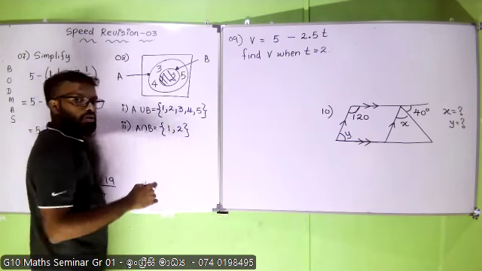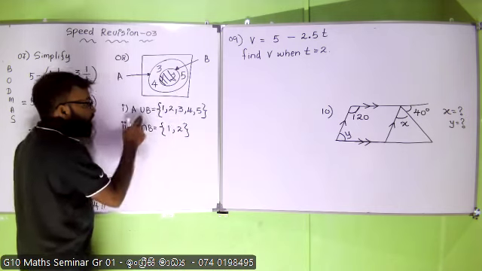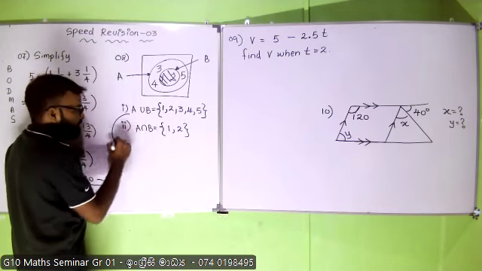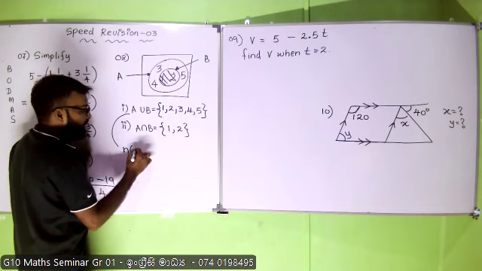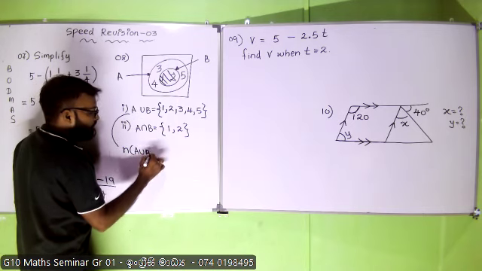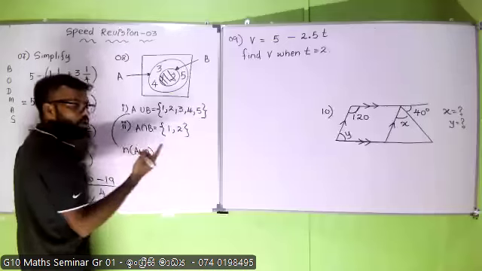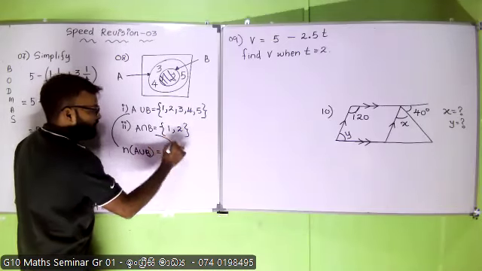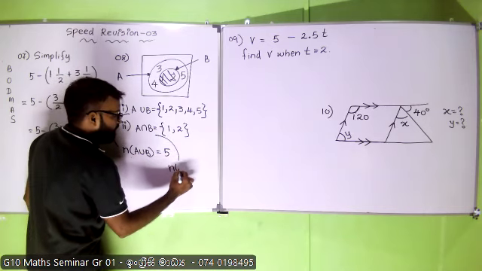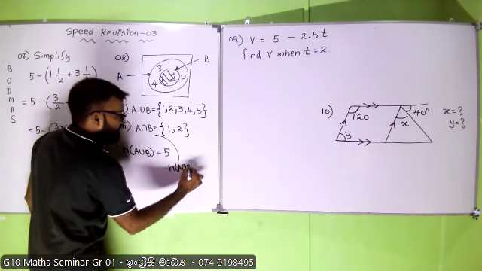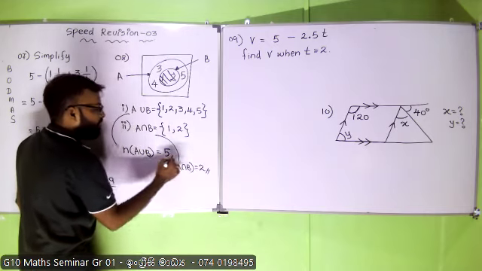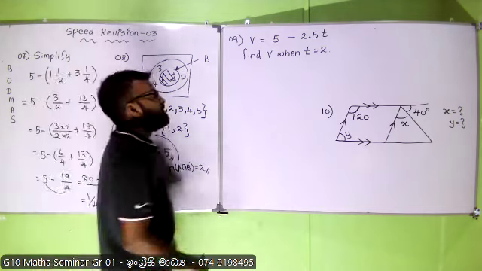If you want more, how do you take the number of elements in A union B, for your knowledge: 1, 2, 3, 4, 5. The number of elements is 5. For A intersect B, the number of elements is only 2. For your further knowledge.